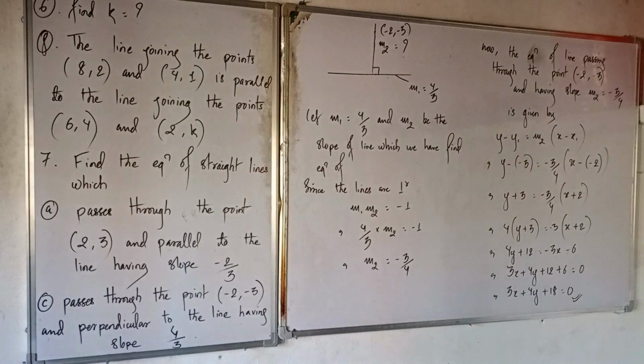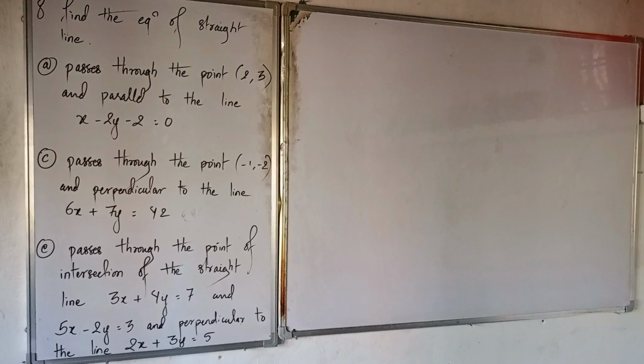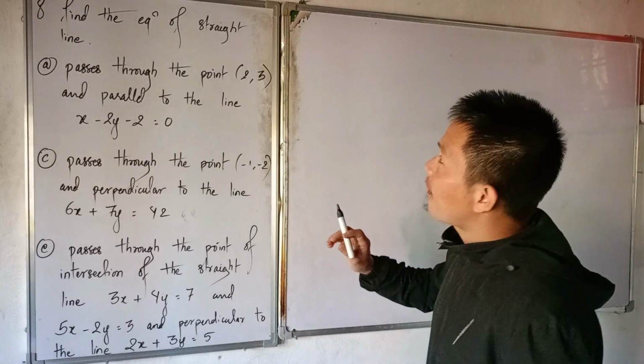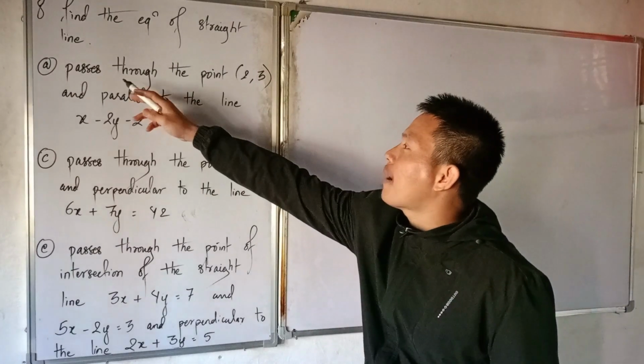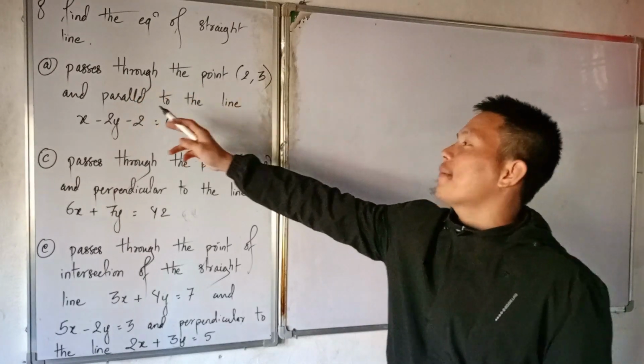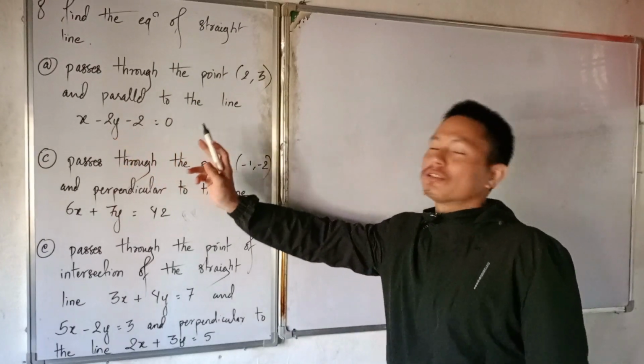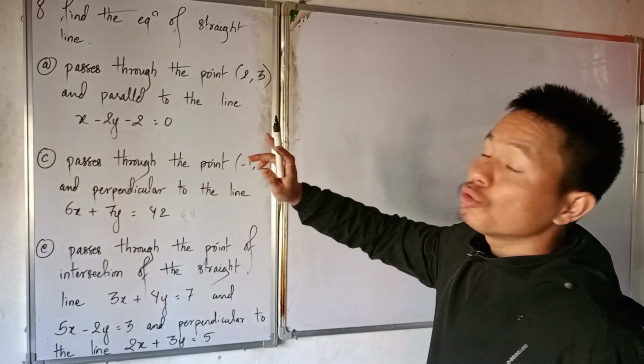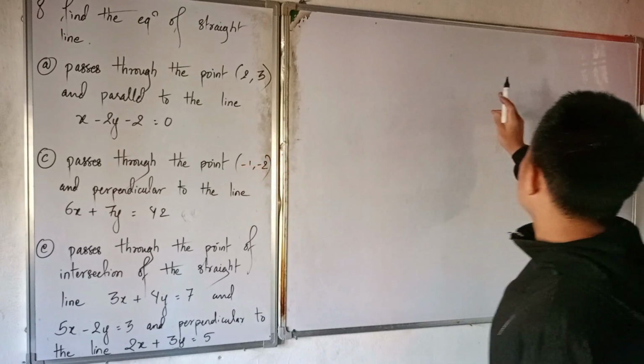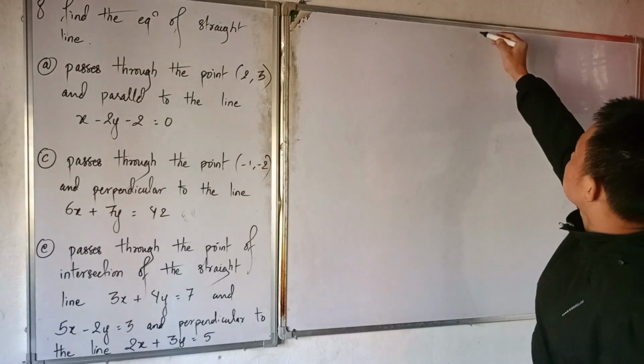Okay, so I'm going to rub this all. Let's move on to number 8. You have to find the equation of a straight line that passes through the point (2, 3) and is parallel to the line x minus 2y minus 2 equals 0. It can be done in two ways.